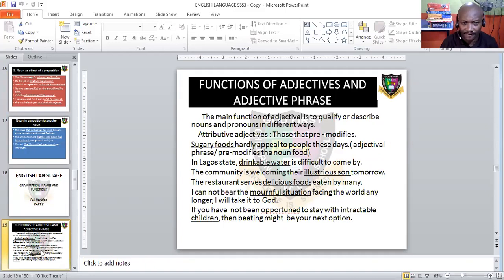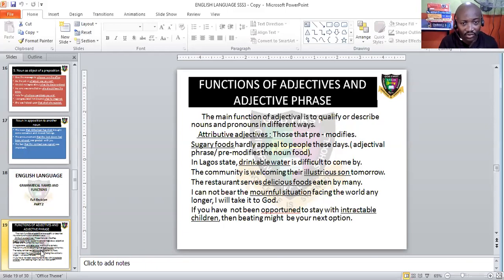What are the functions of adjectivals and adjective phrases? The main function of adjectival is to qualify or describe nouns and pronouns in different ways. First, as attributive adjectives. When it's an attributive adjective, it pre-modifies. That is, it comes before the noun that it is qualifying or describing. For instance, sugary foods hardly appeal to the people these days. Now, sugary food is an adjectival phrase. Remember, because there is no verb included in this expression, it is a phrase. So, an adjectival phrase which pre-modifies the noun food.